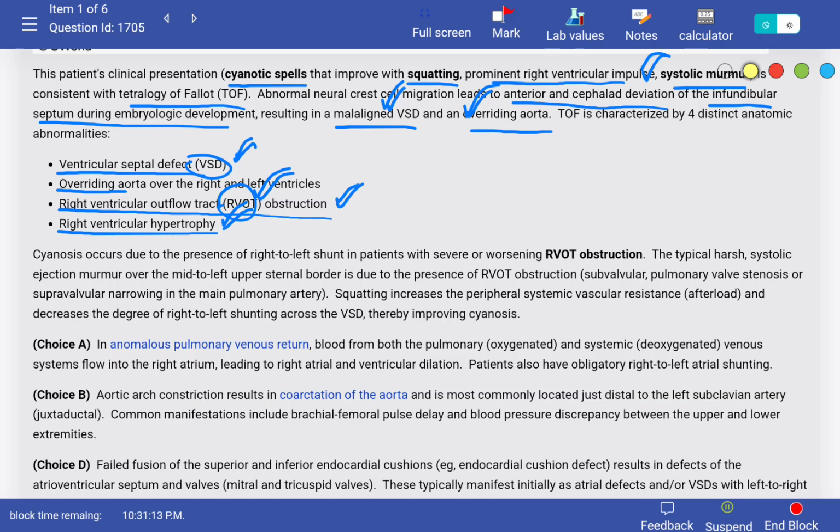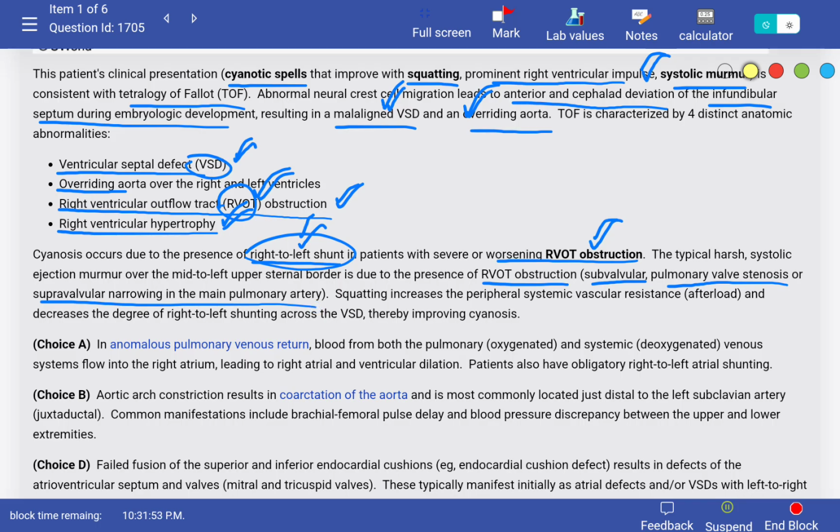Cyanosis occurs due to the presence of a right to left shunt. If there is a right to left shunt, that would present with early cyanosis in patients with severe or worsening right ventricular outflow tract obstruction. The typical harsh systolic ejection murmur over the mid to left upper sternal border is due to the presence of right ventricular outflow tract obstruction. That would be subvalvular pulmonary valve stenosis or supravalvular narrowing in the main pulmonary artery, right?